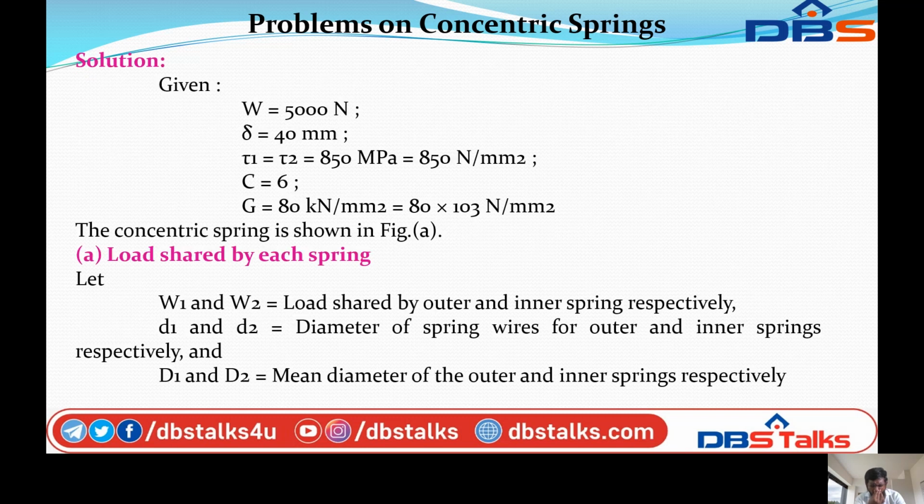So next, note down the given data. W is equal to 5000 Newton, delta is equal to 40 mm, tau 1 is equal to tau 2 is equal to 850 megapascal, that is equal to 850 Newton per mm square. C is equal to 6, G is equal to 80 kilonewton per mm square, that is equal to 80 into 10 cube Newton per mm square.